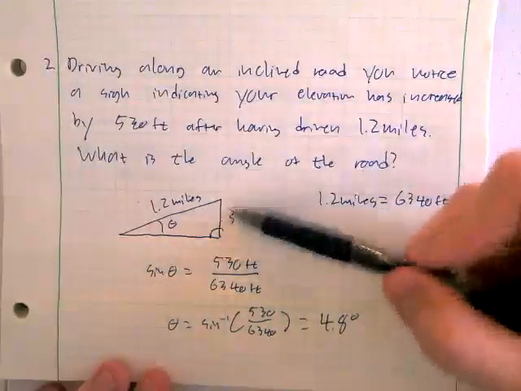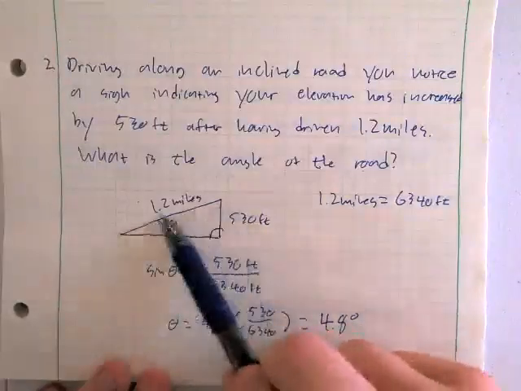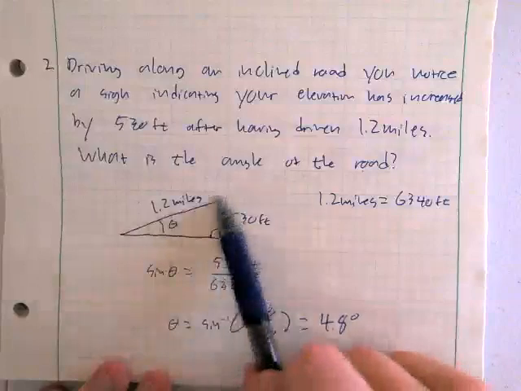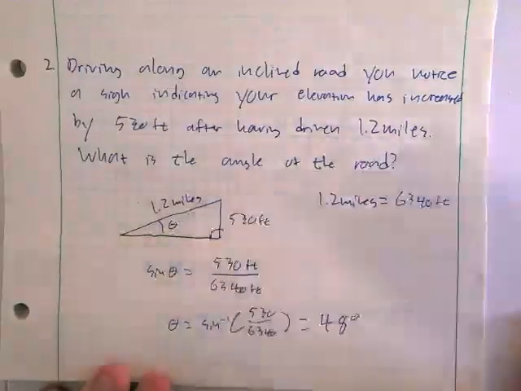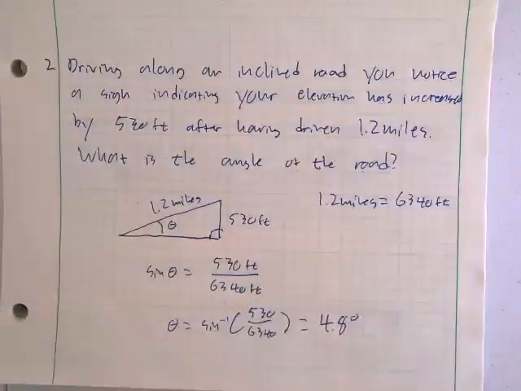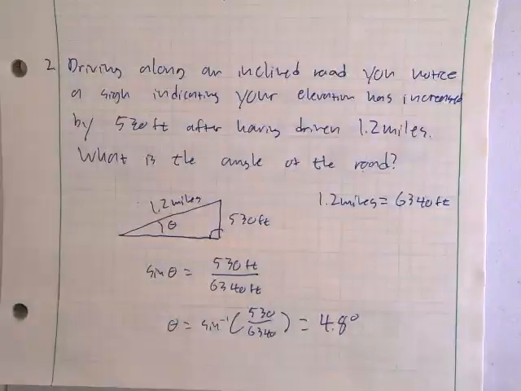Our vertical distance has increased by this 530 feet. We have driven along this road 1.2 miles, right? So it's not the horizontal distance that we've covered. The actual distance that your car will measure would be this 1.2 miles going up this slight incline. So we make sure we recognize sine of theta equals 530 over 6340, take the inverse sine, and solve for our angle.